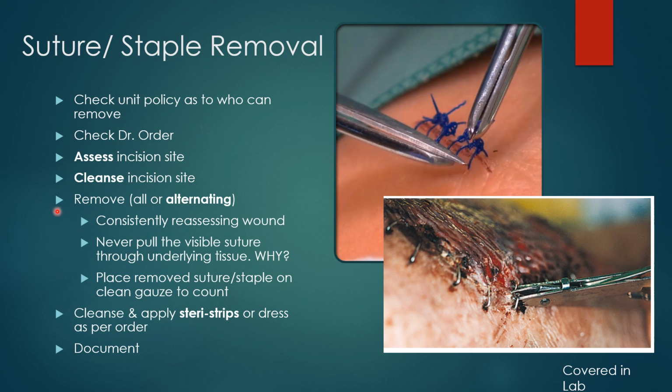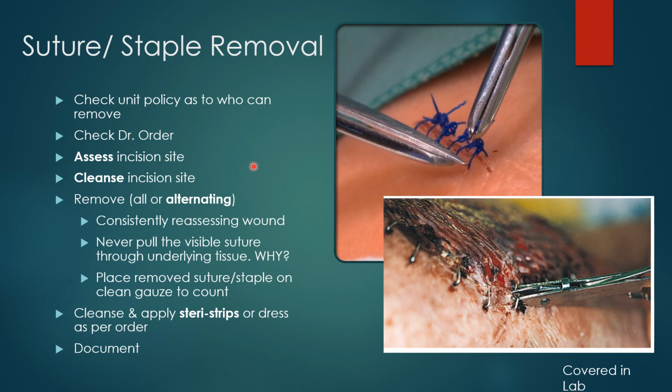We're going to remove all of the sutures or alternating. This is dependent on the physician's orders. Typically the physician orders to either remove all of them or alternating. If they order to remove alternating, we will remove every second suture. Then typically we go back 24 hours later and remove the remaining sutures.